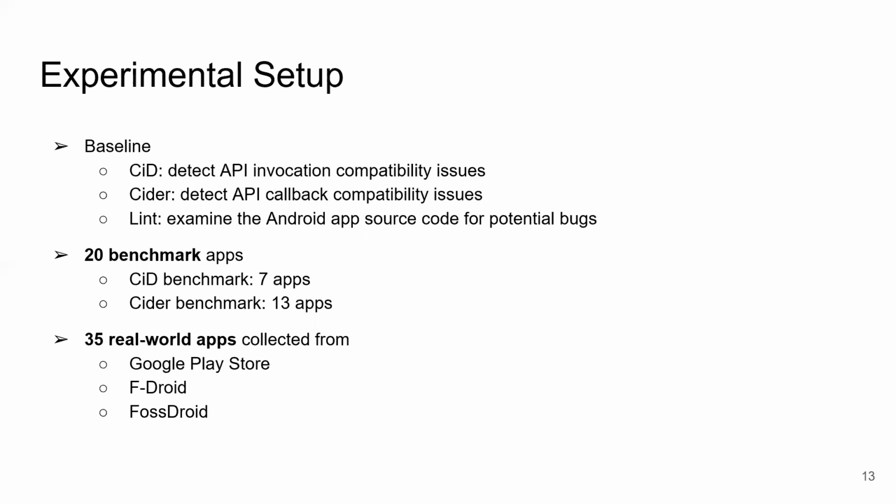We used 20 benchmark apps from previous studies. In particular, we selected all the 7 benchmark apps that were previously used to evaluate CID and selected 13 from the 20 benchmark apps that were previously used to evaluate CIDR. To answer research question 4, we collected 35 popular open source real world apps from Google Play Store, F-Droid, and FOSS-Droid that covers 18 categories, which means it has different types of API usages.